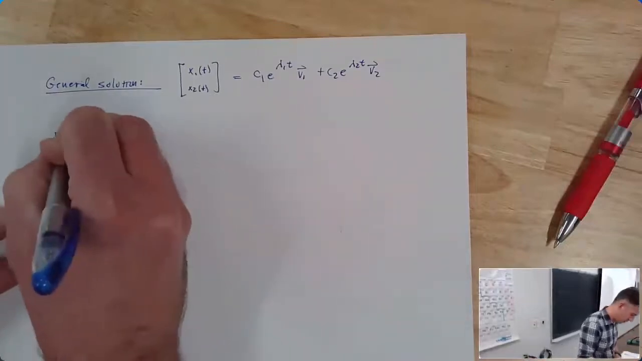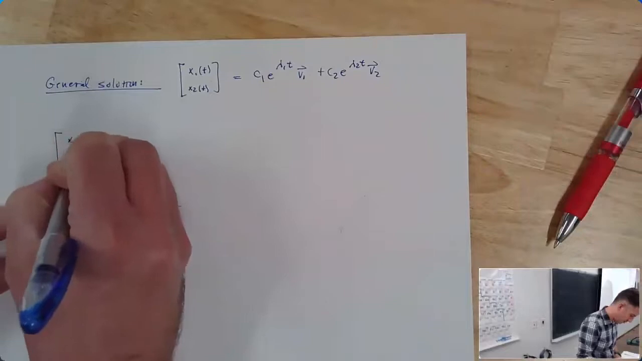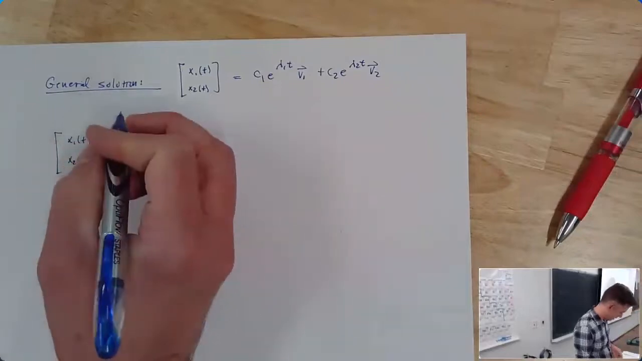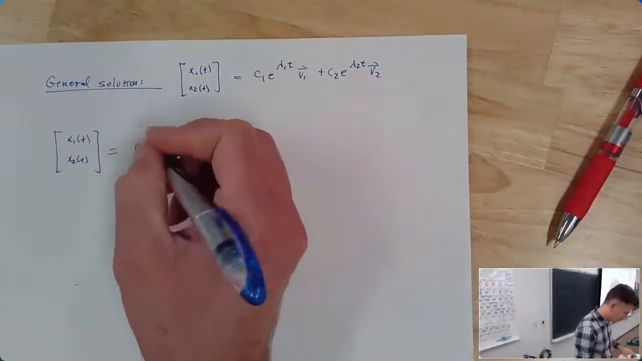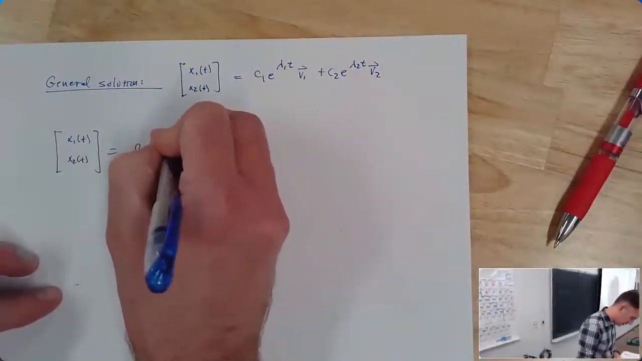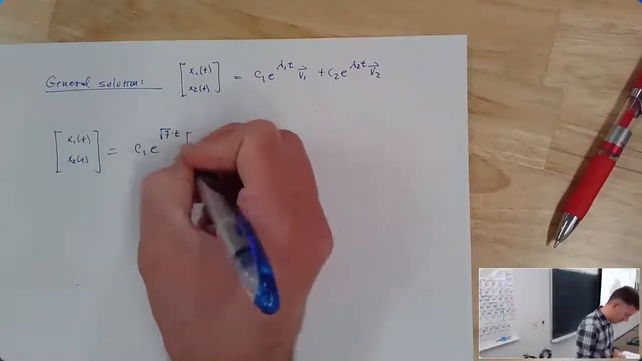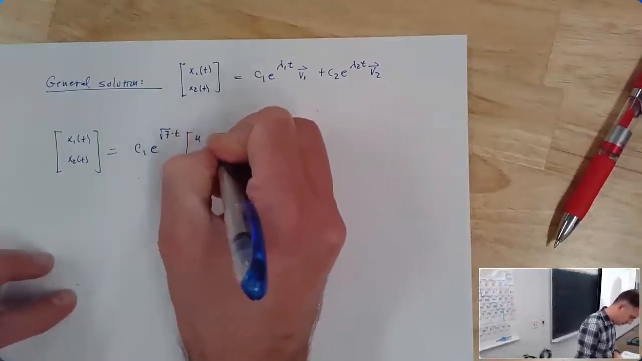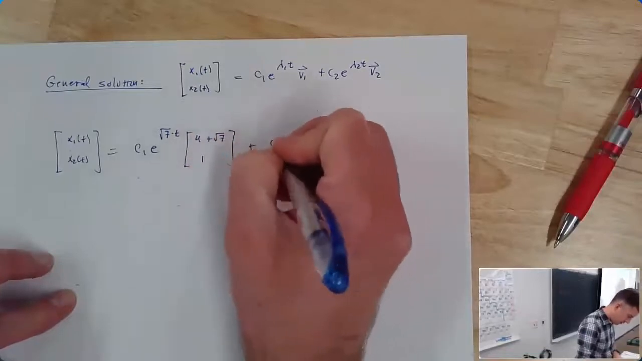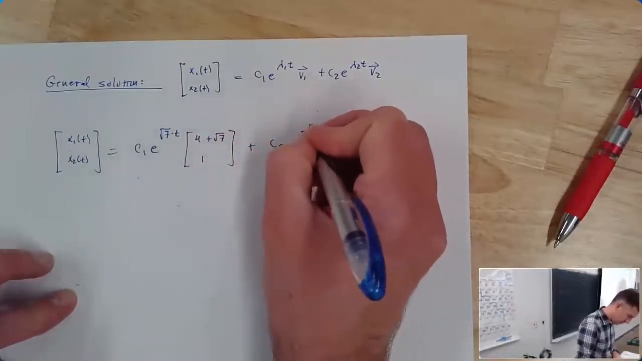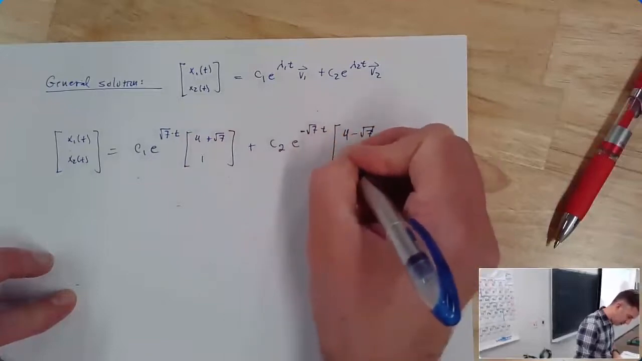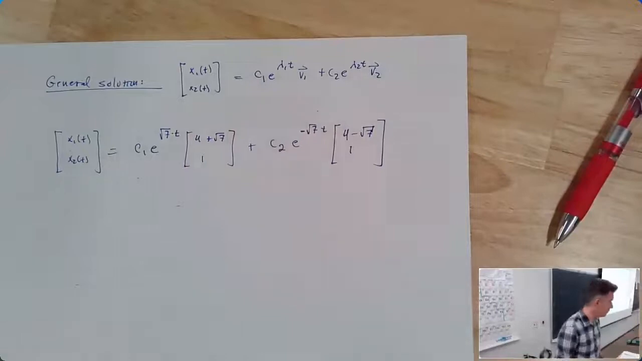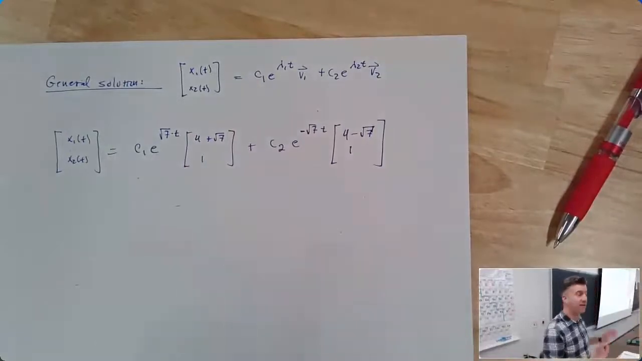So our general solution here is going to be, let's see. I don't know what C1 and C2 are yet, but I know what everything else is. C1 e to the root 7 t times v1, which is (4 plus root 7, 1), and then C2 e to the negative root 7 t times (4 minus root 7, 1). And then if they haven't given you initial conditions, this is where you're done. You can't do anything else.